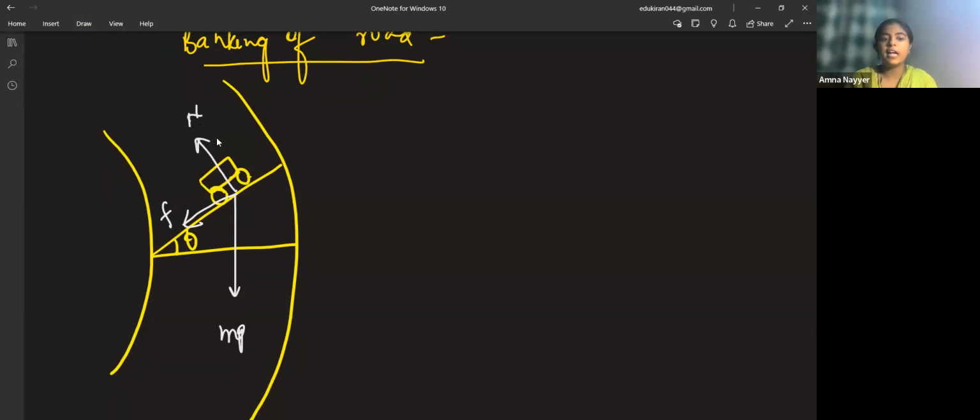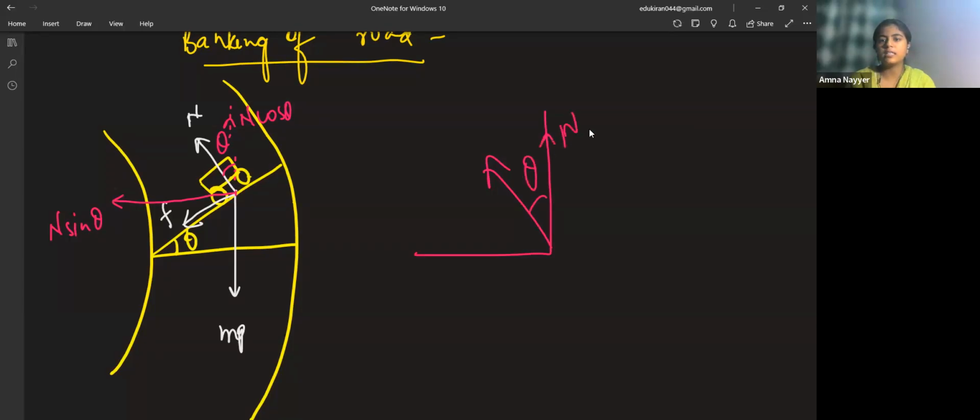Now, see, normal reaction upward. If this is theta, again 90 minus theta, this again becomes theta. So if we take this as theta, this also becomes theta. So here you have N cos theta and perpendicular to it, here you get N sin theta. Fine. Normal reaction was like this. Here the angle was theta, so this became N cos theta. This becomes N sin theta.